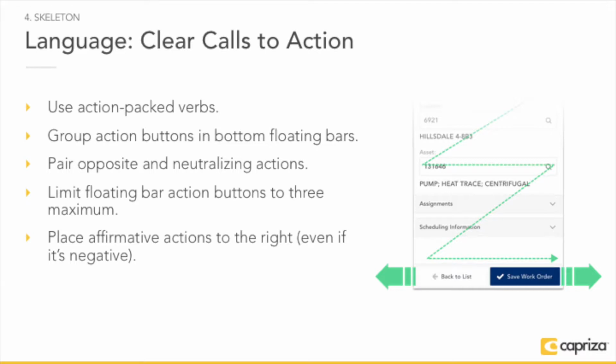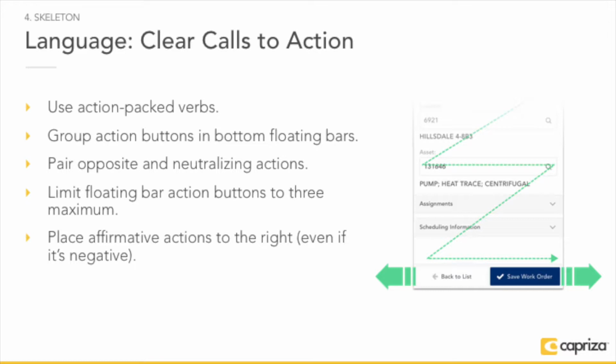Third, pair opposite and neutralizing actions. The more contrast between the actions, the quicker the decision-making time. Micro app designers can create contrast with color and iconography. Lastly, iOS and Android design guidelines both recommend that affirmative actions, i.e. whatever the proceed action is, be placed on the right, even if they're negative.